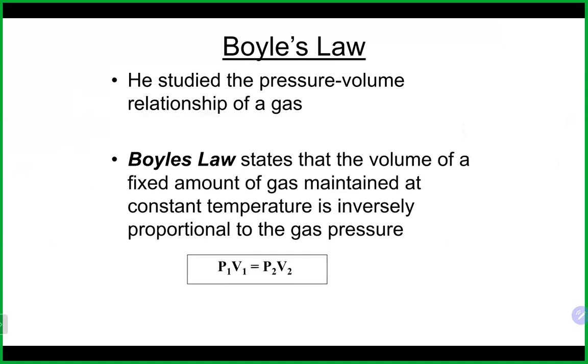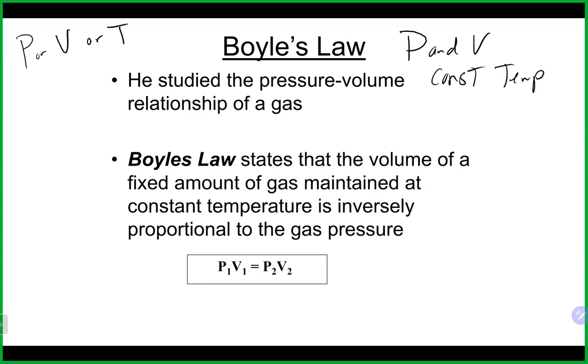And the first gas law we're going to talk about is what is known as Boyle's Law. And pretty much all gas laws have three variables we deal with: pressure, volume, or temperature. Boyle dealt with the idea of pressure and volume, and he held temperature constant.